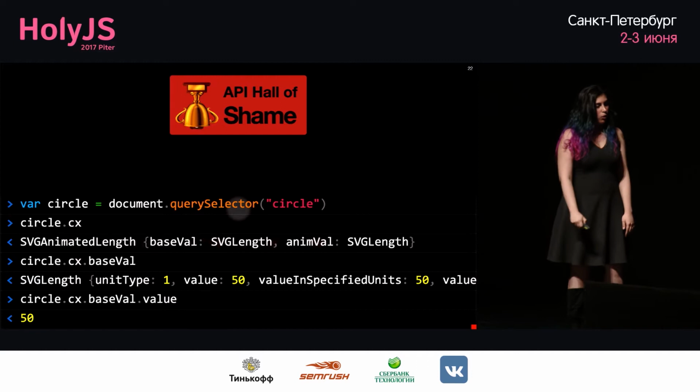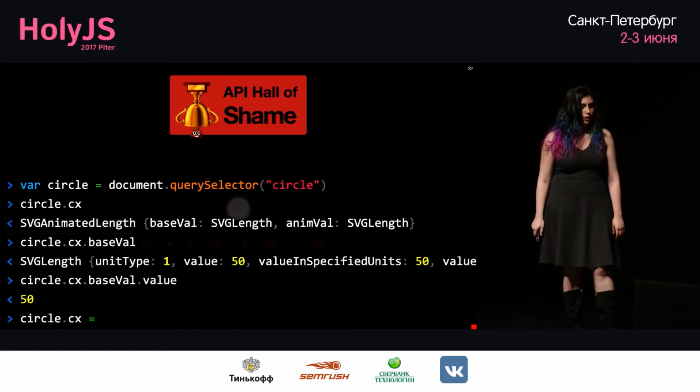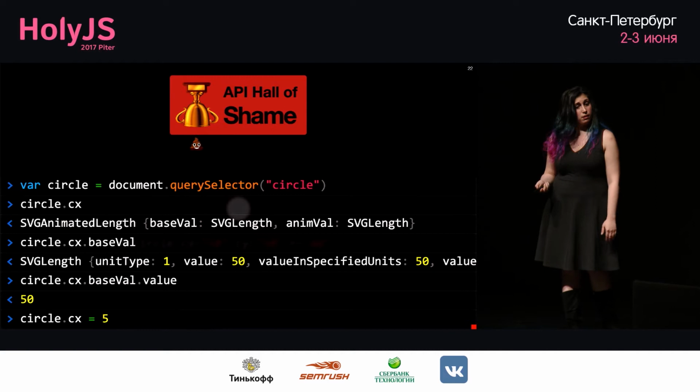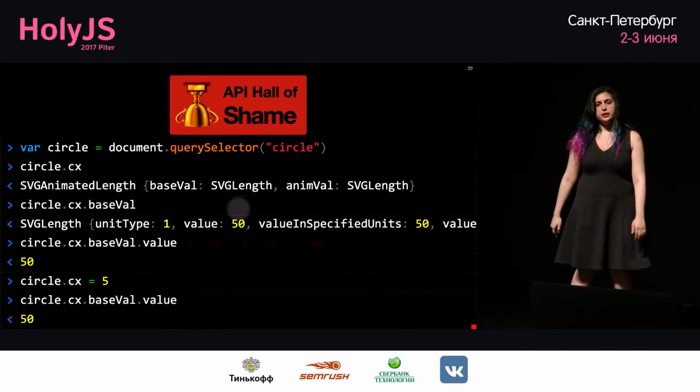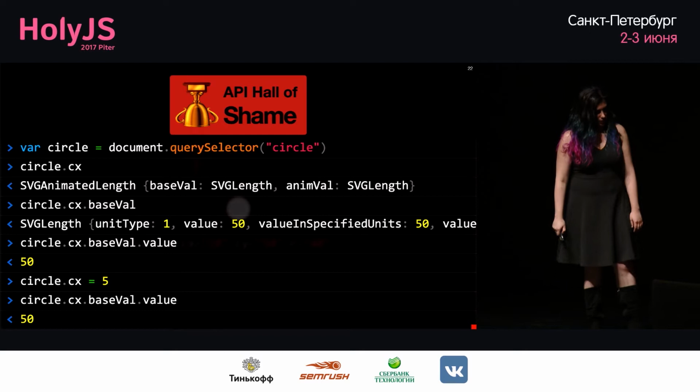Also, let's say I don't know about this complexity. I'm used to using the normal HTML DOM, so I try to set the center of the circle. So I do circle.cx equals 5. And I expect, I mean, either I expect the circle to move, or I expect an error, right? Nope. If I try to read it back, it's 50. No error, nothing. The browser just gives us a big old fuck you. So yeah, this is why I hate the SVG DOM. It's an excellent anti-pattern.